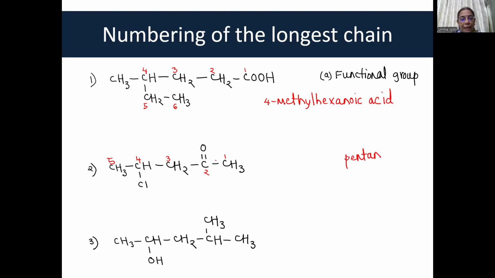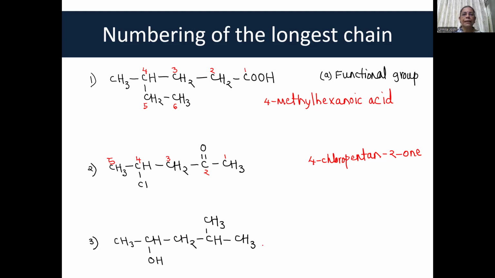Don't complete the e because you have to add a suffix. The suffix will be pentan-2-one. Okay, that is a ketone. Now at 4 position, there is a chloro, and therefore it will be 4-chloropentan-2-one. Remember to put a dash between a number and a letter. Just see, here is a letter, number, so there is a dash. Number, letter, there is a dash.